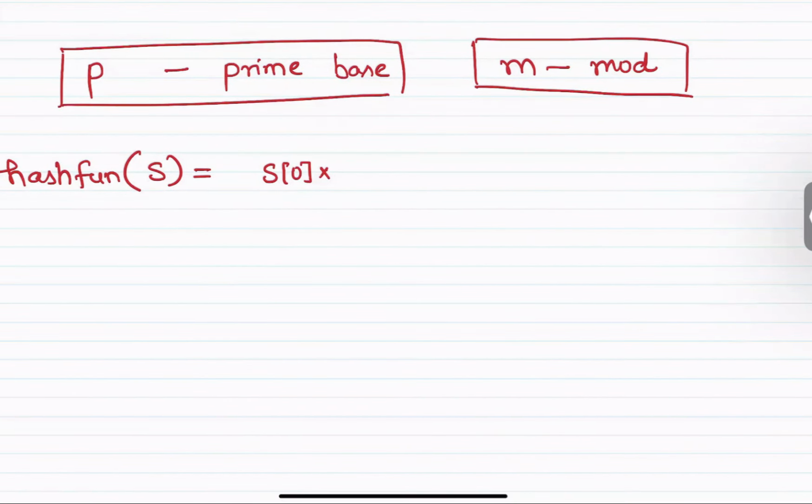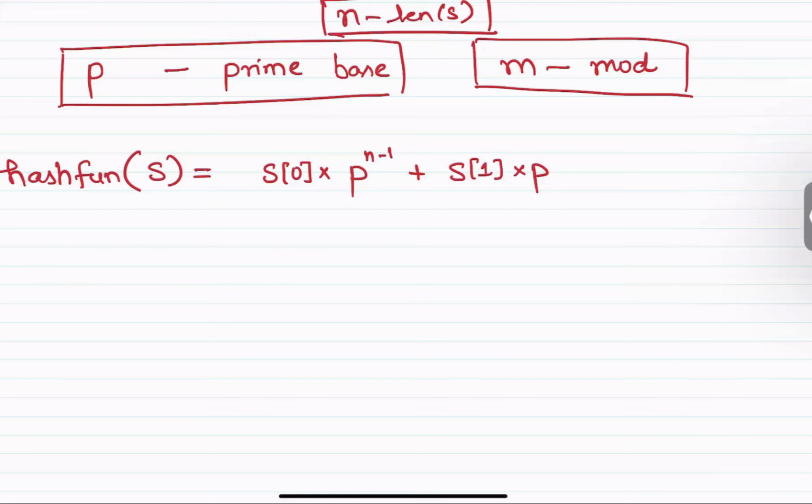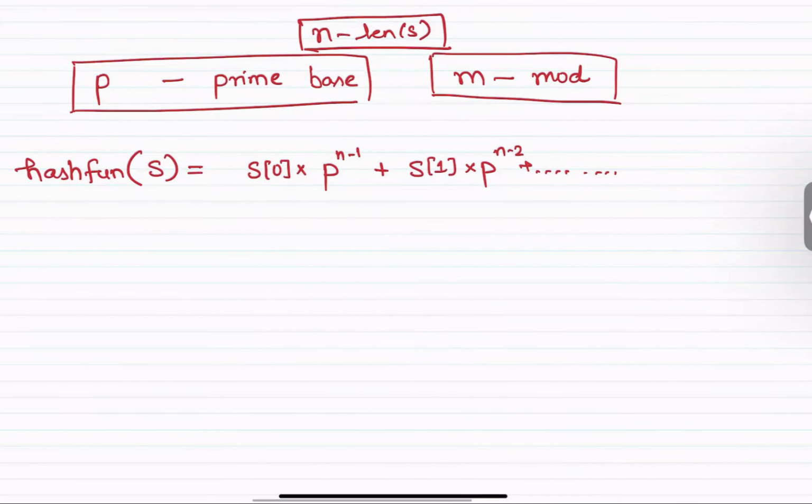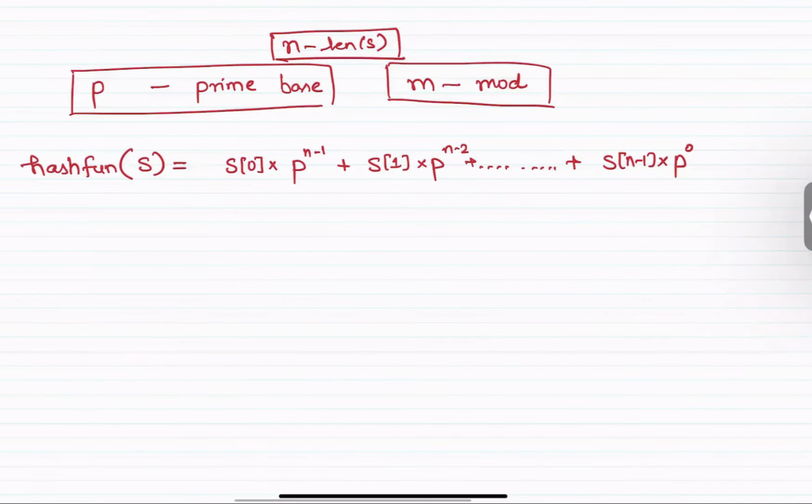Let's define a third variable also. So it will be S0 into P to the power n minus 1, plus S of 1 into P power n minus 2, and so on up to S of n minus 1 into P power 0. And we also defined that this entire thing we have to do mod M. This becomes our hash function.